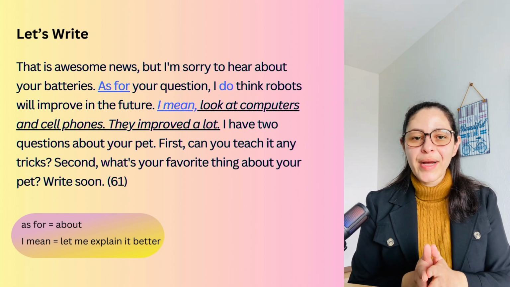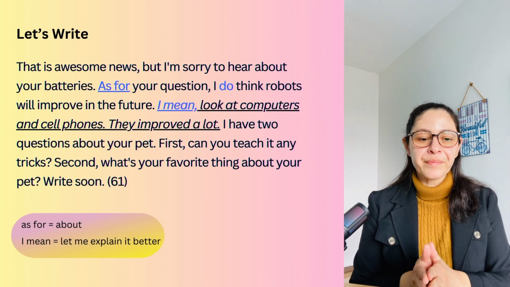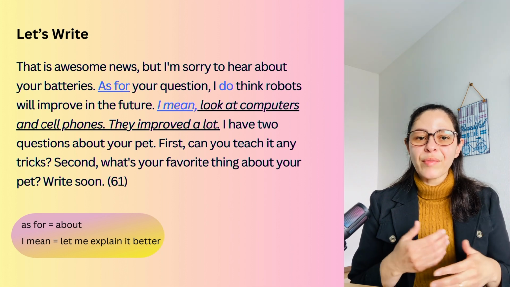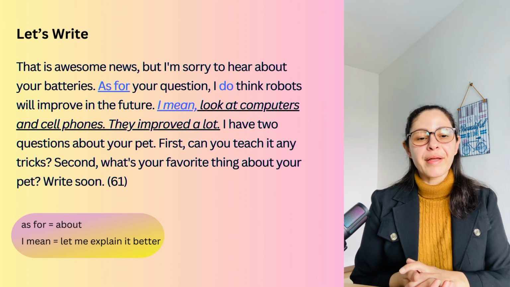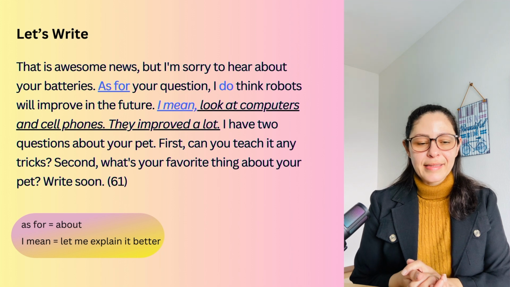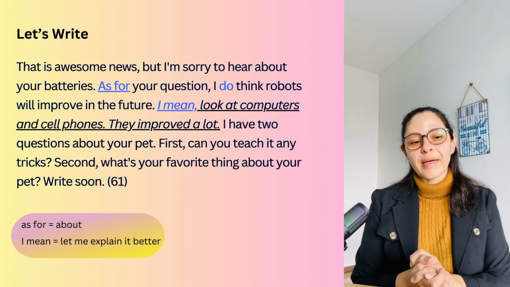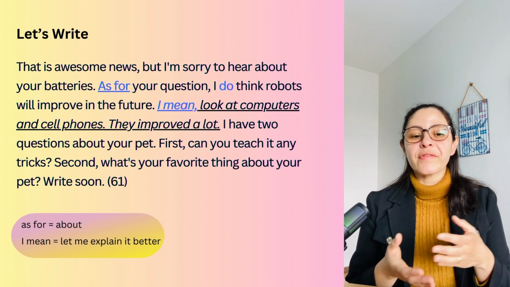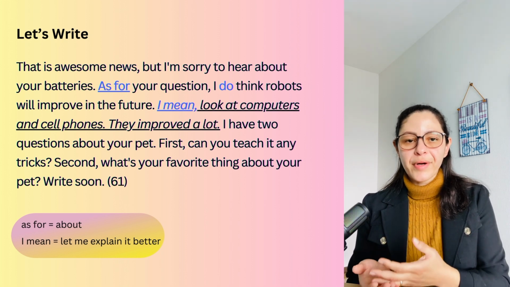So here, my passage is 61 words long, okay? And I'm gonna show you how to reduce it a little bit more. But before I do, let's go over vocabulary, okay? The first thing I want to highlight is the first phrase, as for, okay? As for your question.